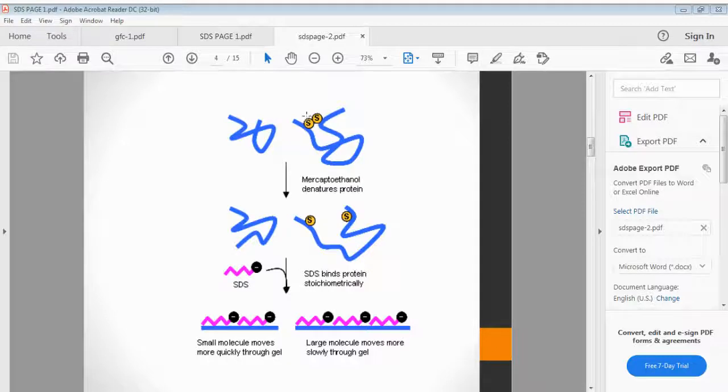What does beta mercaptoethanol do? The disulfide bridges are broken, so the globular protein, which is highly folded, undergoes unfolding. After the unfolding, the negatively charged SDS will bind. The binding of the SDS depends upon the molecular weight or size, or the number of amino acids present in the protein. See here, the size of the protein is small, so only two SDS are attached. Here the size of the protein is very large, so three SDS will be attached.